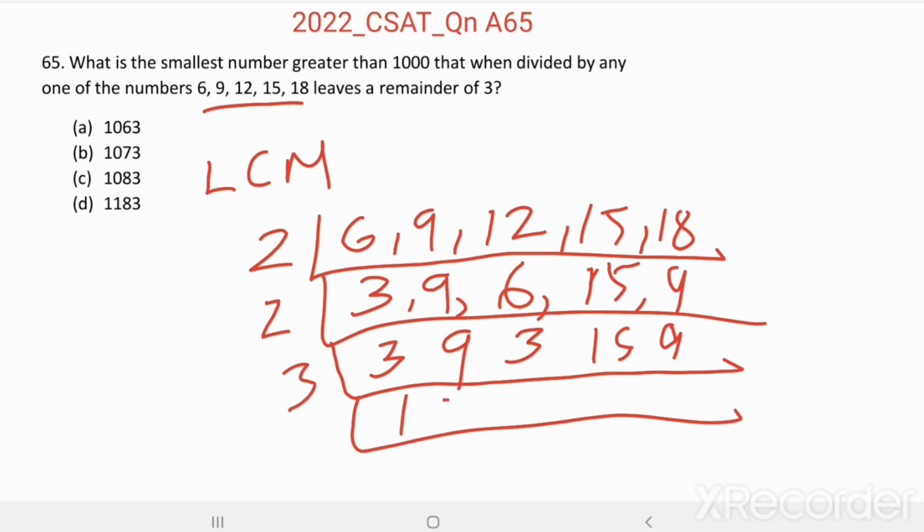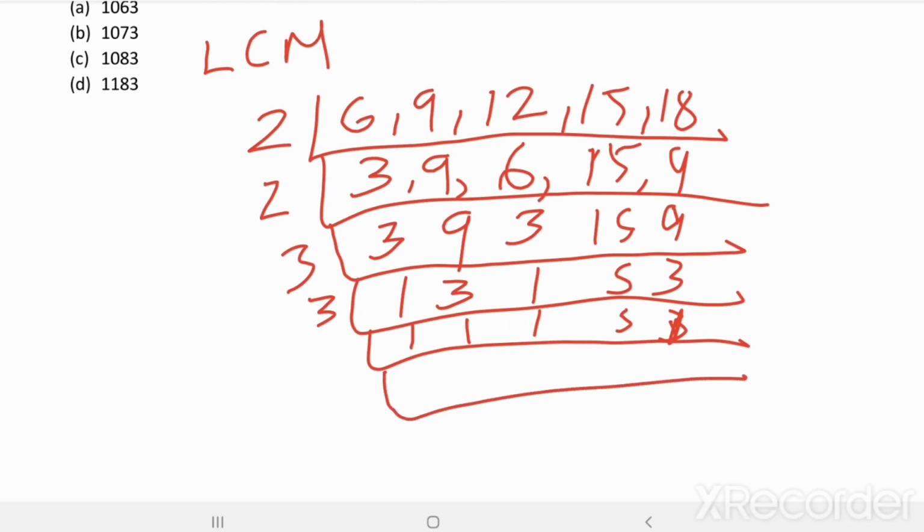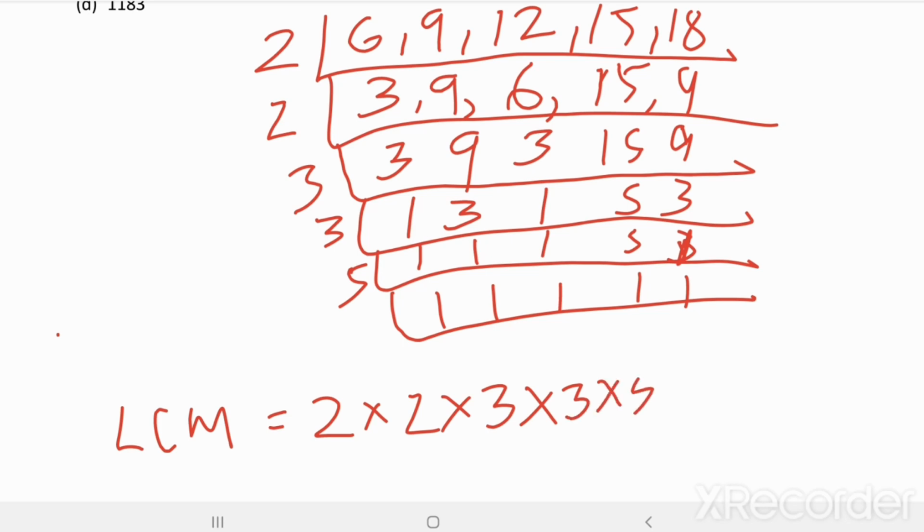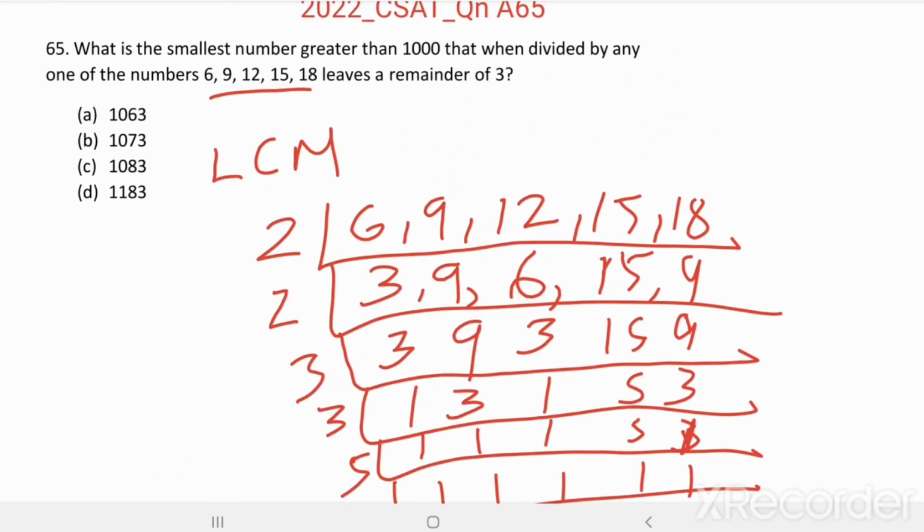Then by 3: 1, 3, 1, 5, 3. Then by 3 again: 1, 1, 1, 5, 1. And finally by 5: 1, 1, 1, 1, 1. Then LCM equals 2 into 2 into 3 into 3 into 5, we get 180. This is the least common multiple, but we want to find a common multiple greater than 1000.